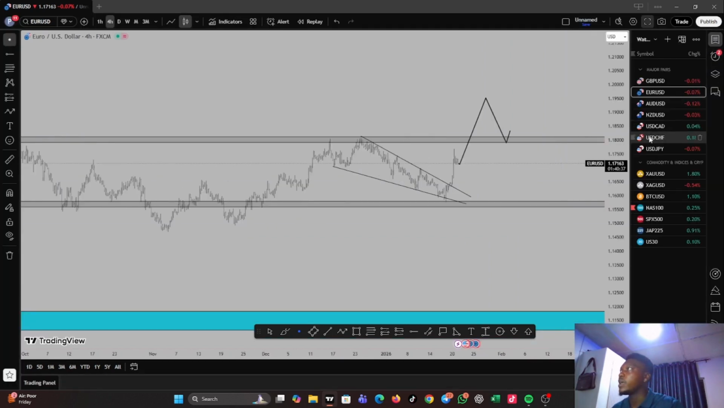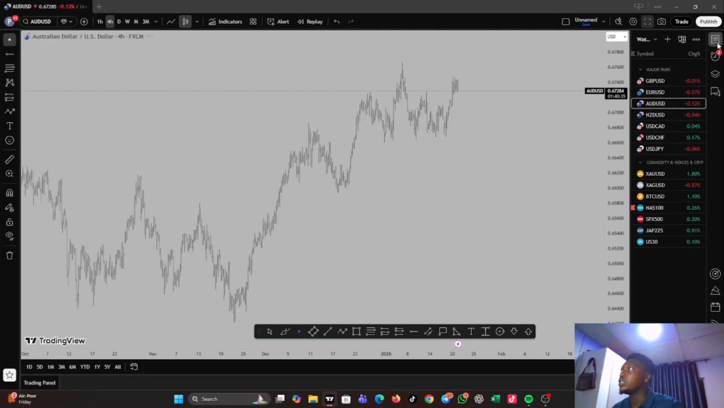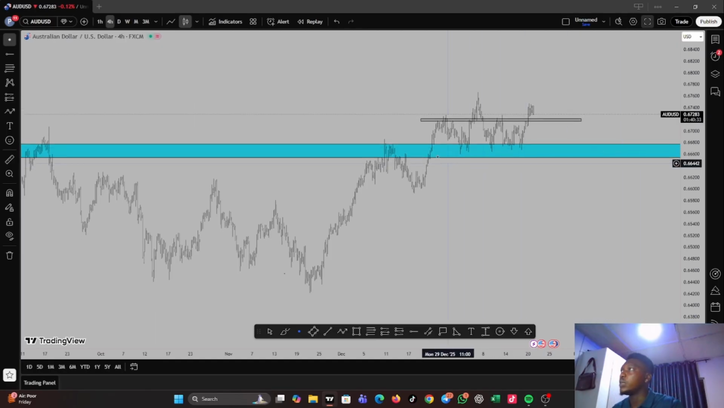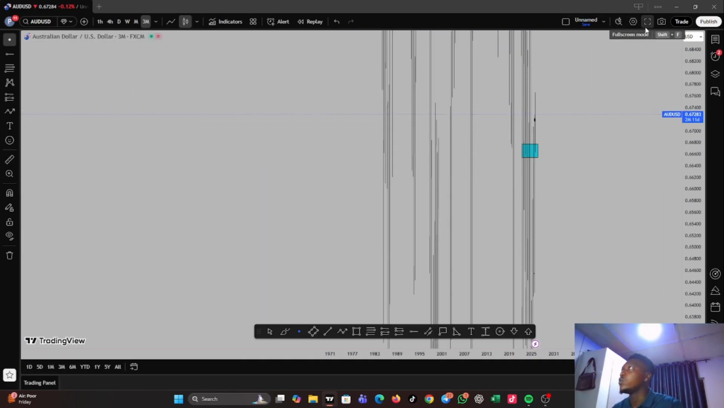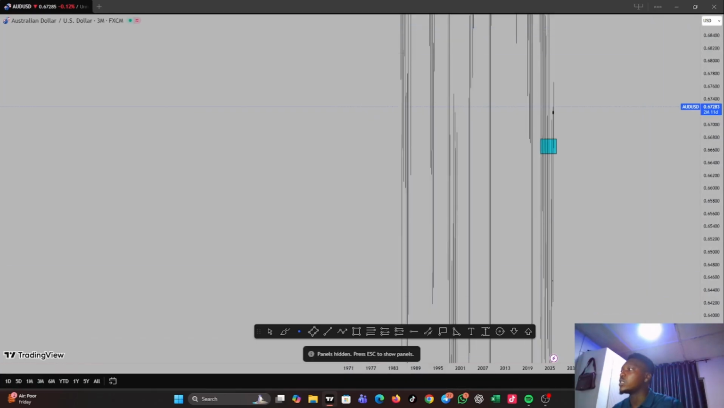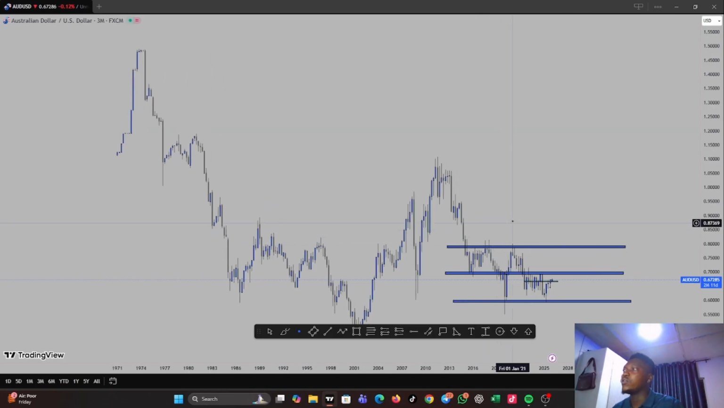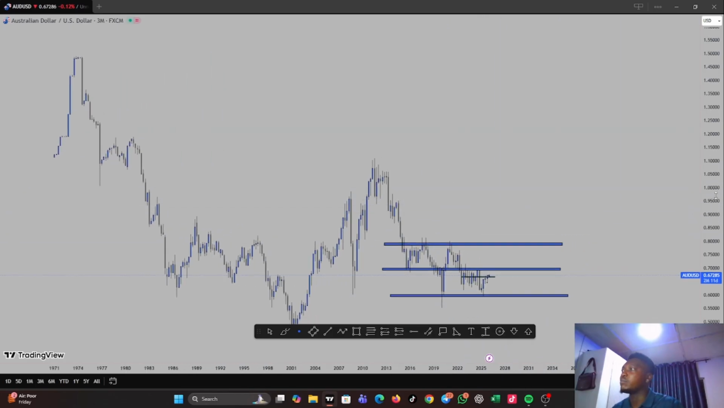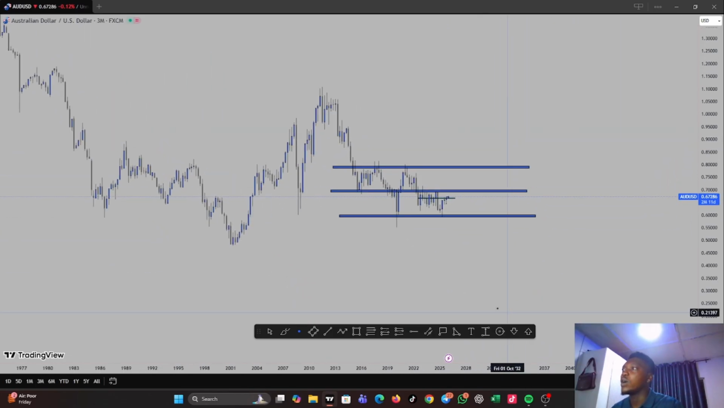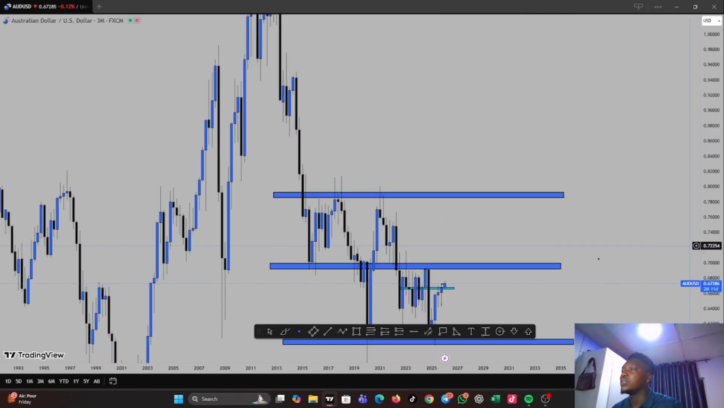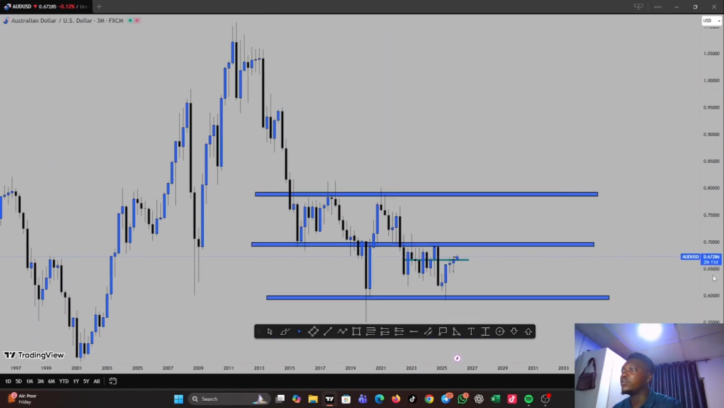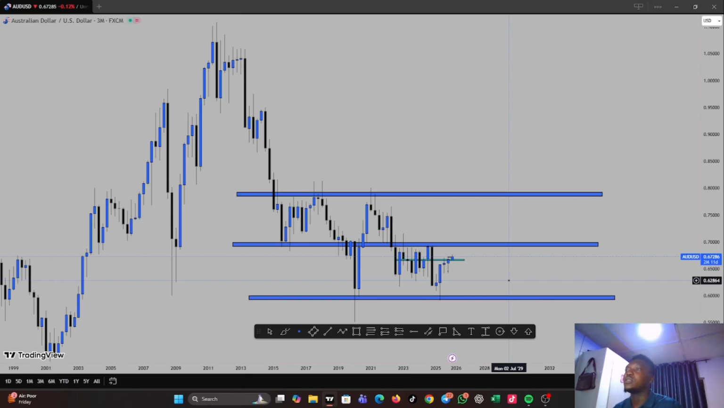Then the next pair we have is AUD USD. So keep enjoying as I'm explaining this to you. So AUD USD, also starting the analysis from the 3-month chart, I always love to look at things on a bigger scale so I can know that I'm actually trading in the direction of the trend. Same thing here now.